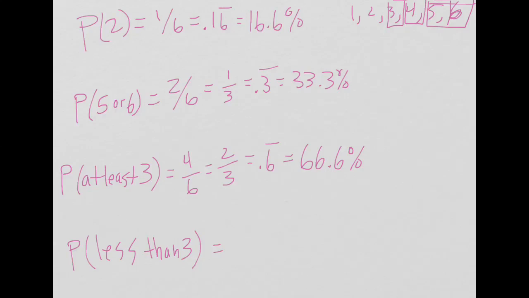Finally, last one, probability of less than a 3. Well, be careful here. Our only options for less than a 3 is a 1 or a 2. Don't get tricked and think that 3 is less than 3, because it is not. So we have 2 out of 6 ways to do that, which we already showed up above, is going to give me a 1/3 chance, or a 0.3 repeating, or a 33.3% chance.